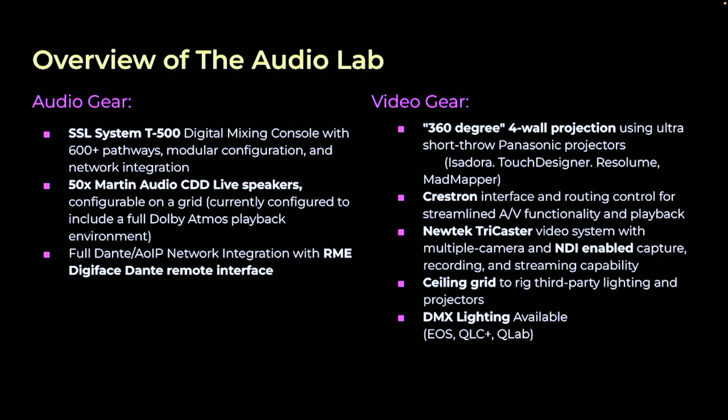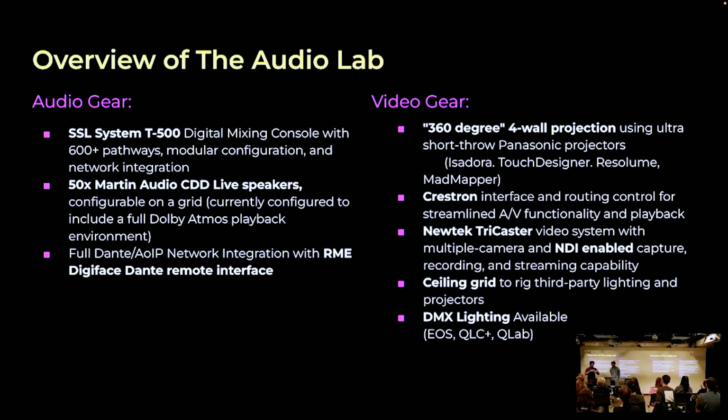We also have the video gear. We also have 360 wall panel, wall projection using the Panasonic Ultra Short Throw projector, so you can walk up pretty close to it and not throw a shadow. We also got the Crestron interface doing all the AV functionality, the NewTek TriCaster, which lets you have multiple NDI sources, and then you can do live streaming, recording, all of that cool stuff. We also have the ceiling grid above you. You can hook up your own projectors, more lights, speakers, etc. And we also have DMX lights within this space. So if you're familiar with software like EOS, QLab, you can hook up to the DMX network and connect all of the lights that way.